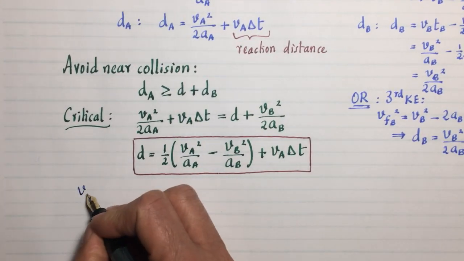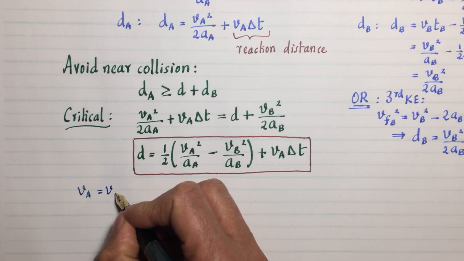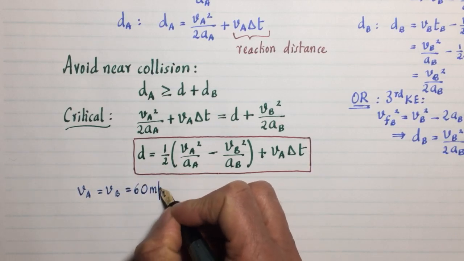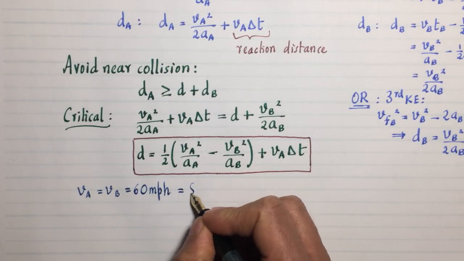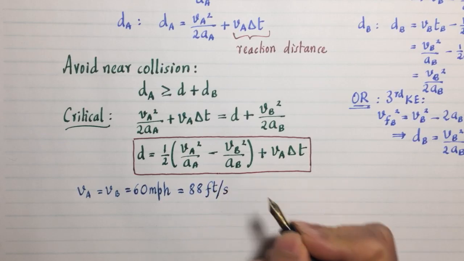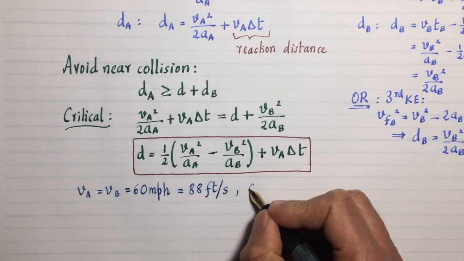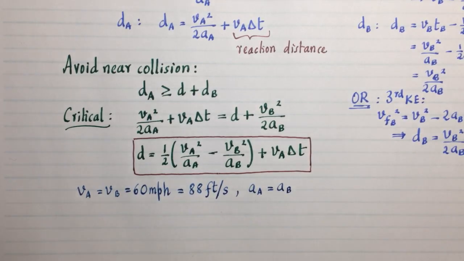So VA and VB, let's say that both cars are going at typical highway speeds, 60 miles an hour, although at night you shouldn't be going that fast. 60 miles an hour turns out to be 88 feet per second, an extremely useful value here. And let's suppose that the cars have the same degree of braking. So this quantity is just 0.